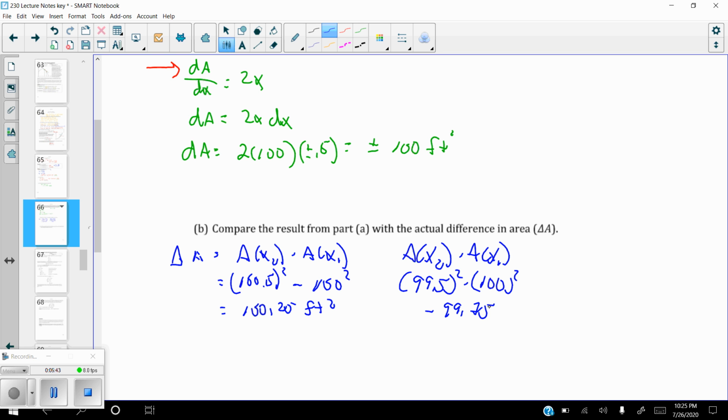So those are the actual differences, or the actual changes in A, and we estimated each one to be 100 plus or minus 100 square feet, which is right in between both of those. So our estimation is, again, pretty good. It's only off by 0.25 total in either direction. Not bad.